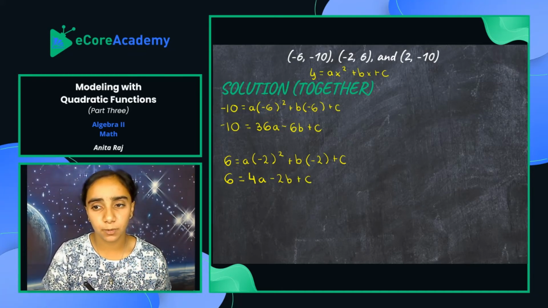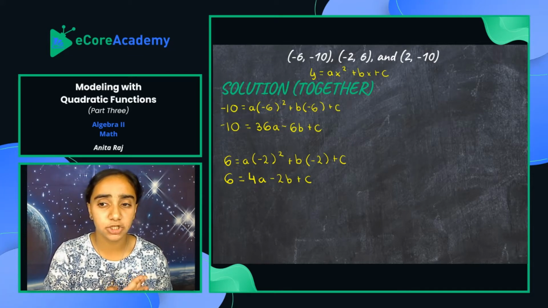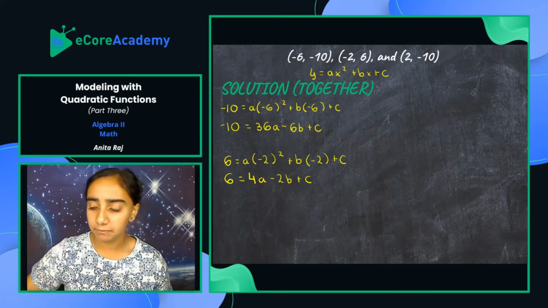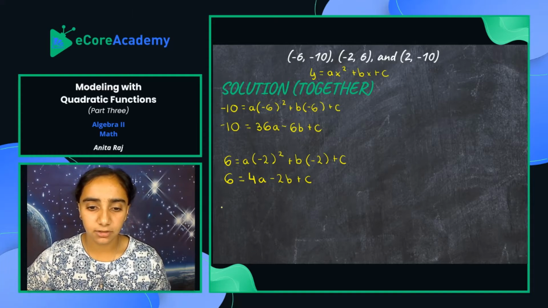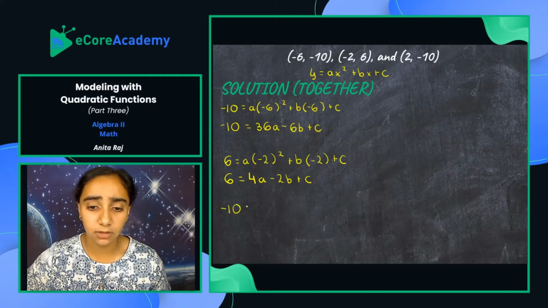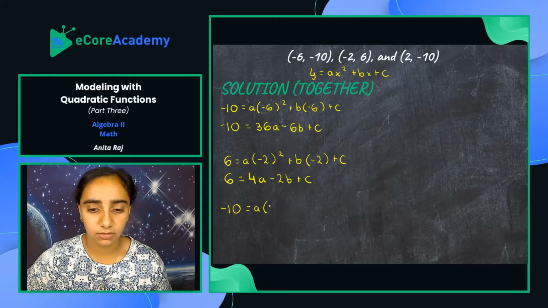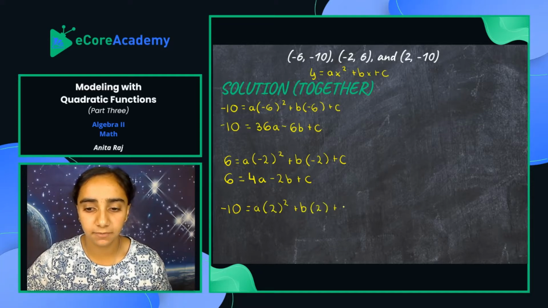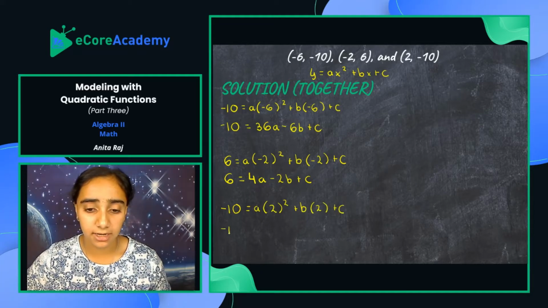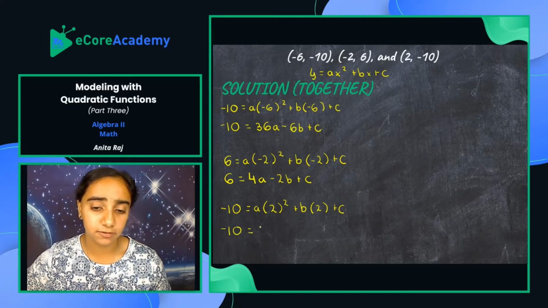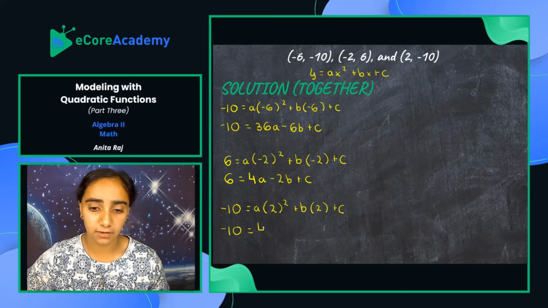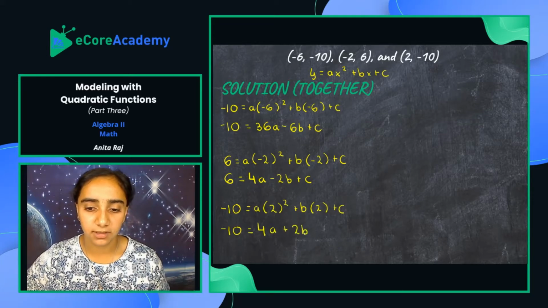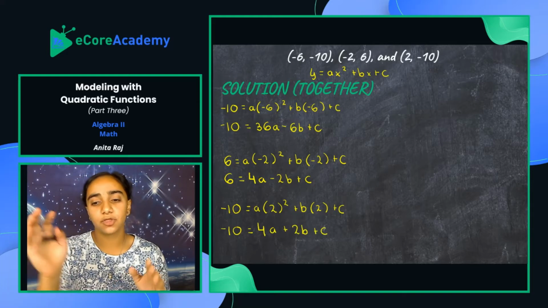Now let's move on to the third point, 2, negative 10. Remember, we're plugging 2 in for x and negative 10 in for y. So negative 10 equals a times 2 squared plus b times 2 plus c. And let's simplify that further. Negative 10 equals 2 squared is 4. A times 4, we can rewrite that as 4a. Plus, b times 2, we can rewrite that as 2b. Plus c. So we just simplified these three equations.